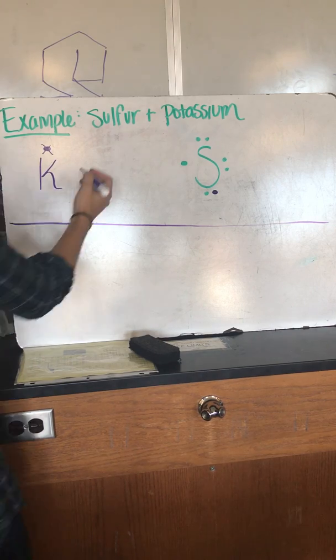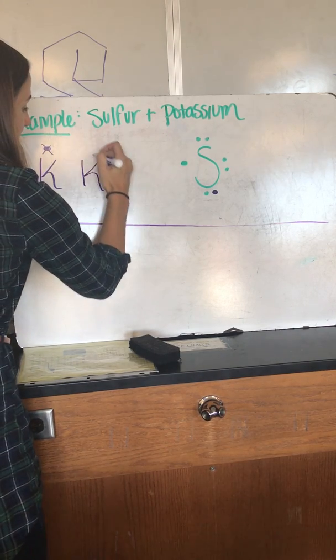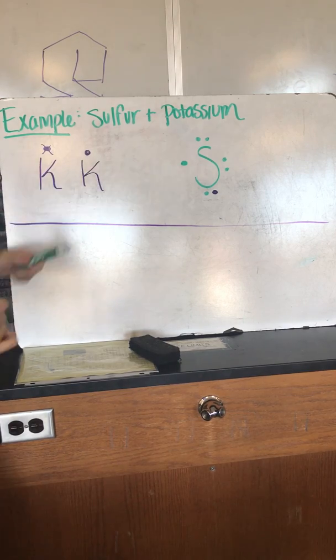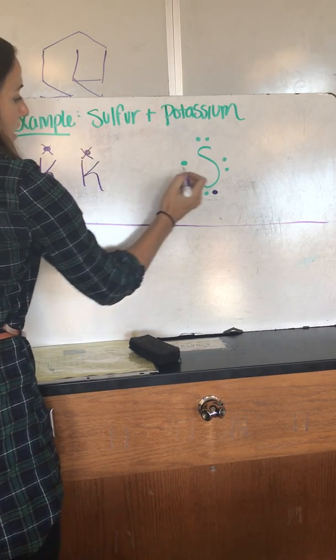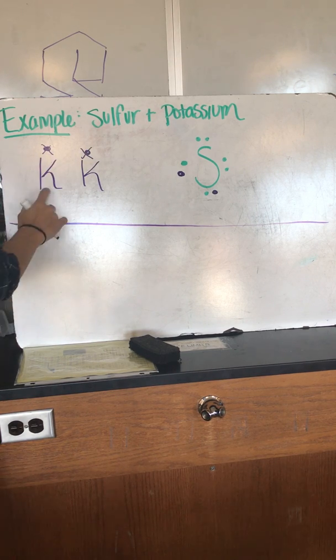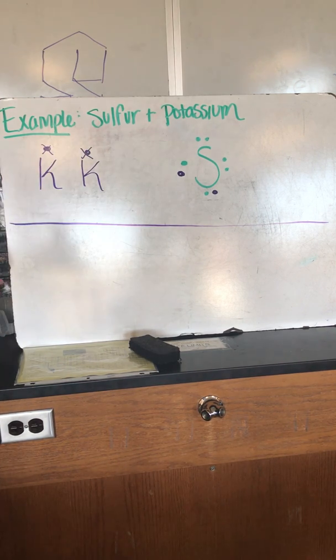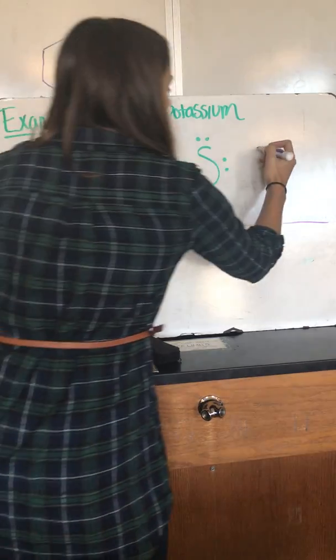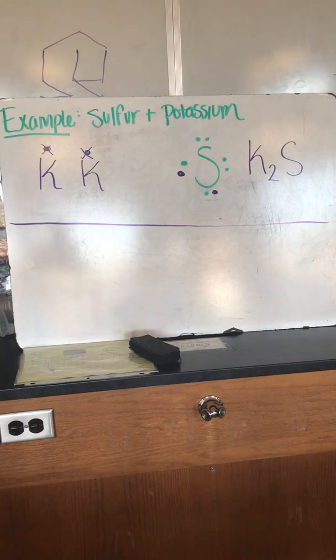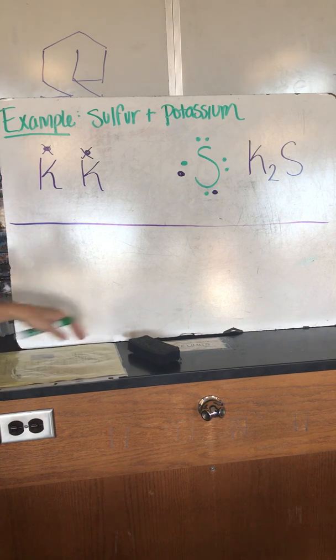So what we can do is add another potassium, and if I do that, I then have an extra electron that I can give there, and now I have this. So in order to combine potassium and sulfur, I need 2 potassiums to fill out 1 sulfur. So my formula here is K2S. And we'll see the same exact thing on my next one.